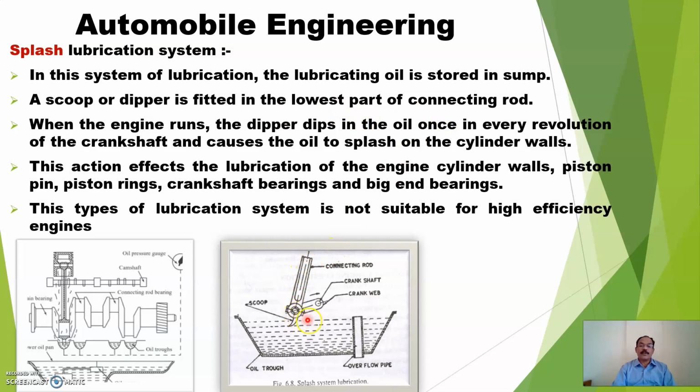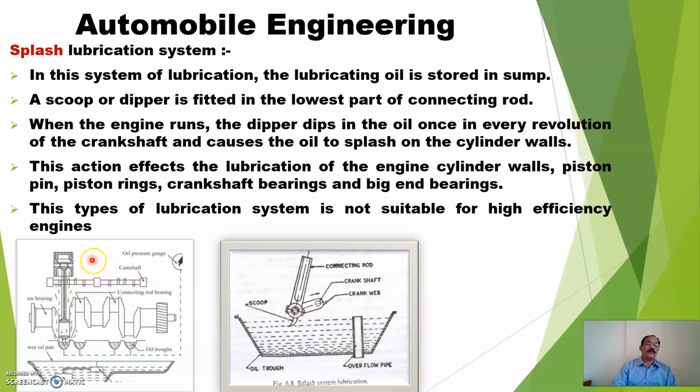We know that this connecting rod is always reciprocating and rotating the crankshaft. So this connecting rod has a scoop, a spoon-shaped portion. It takes the oil every time and splashes oil all over the engine. You can see in this side figure that the scoop is splashing the oil from here, and it is sprayed up to the bottom side of the cylinder and all over the engine.